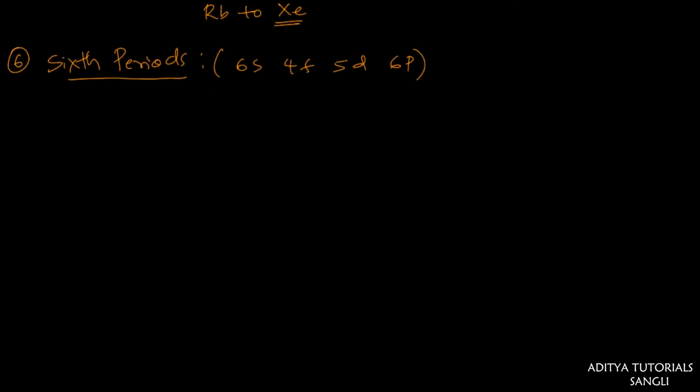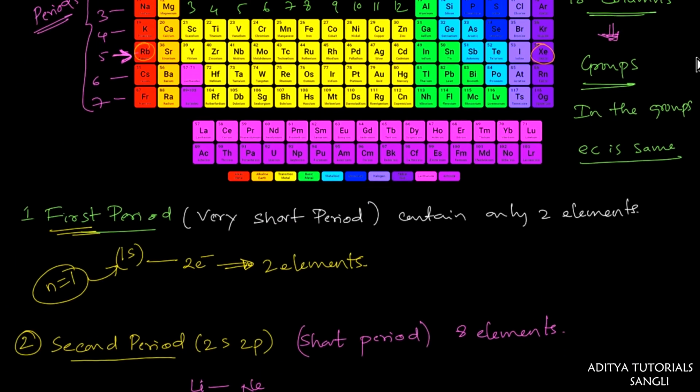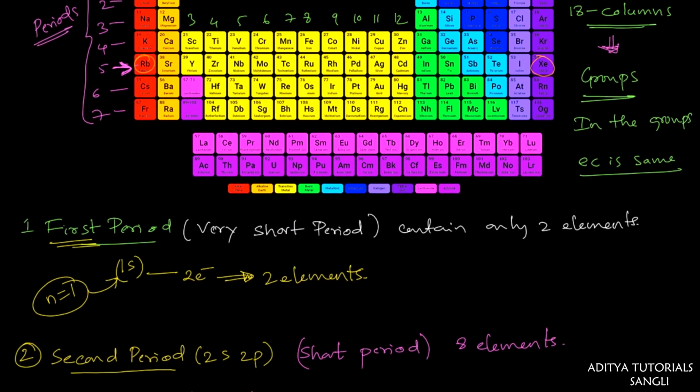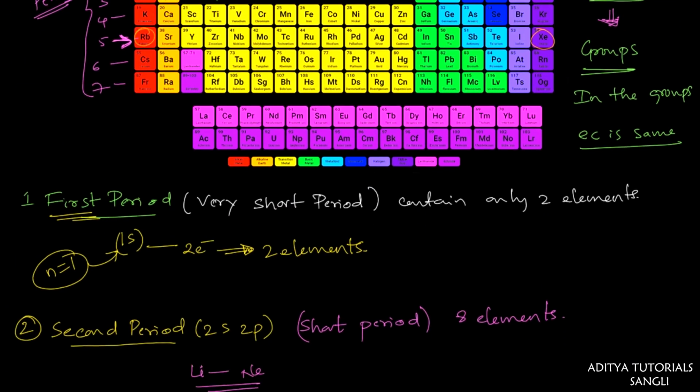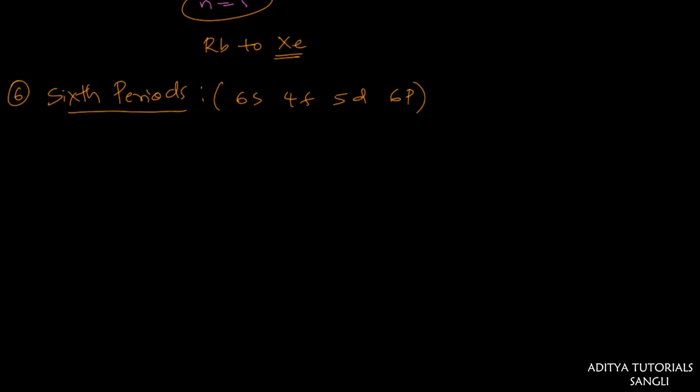Okay, so these are the orbitals which belong to the sixth period. The sixth period starts from cesium and ends with radon. You can notice here that the sixth period starts with cesium, Cs, and ends with radon, Rn. I'm going to write that it contains a total of 32 elements. How 32 elements, I will explain here.